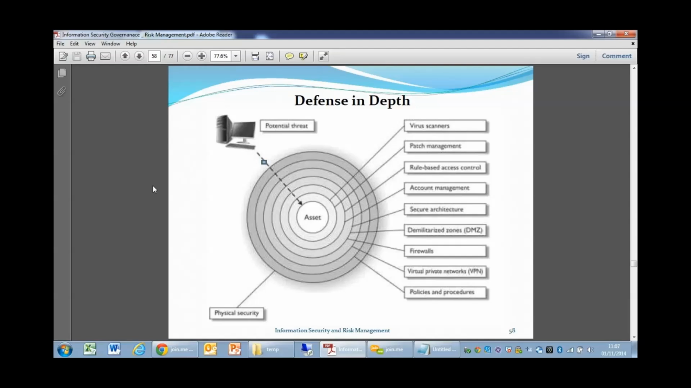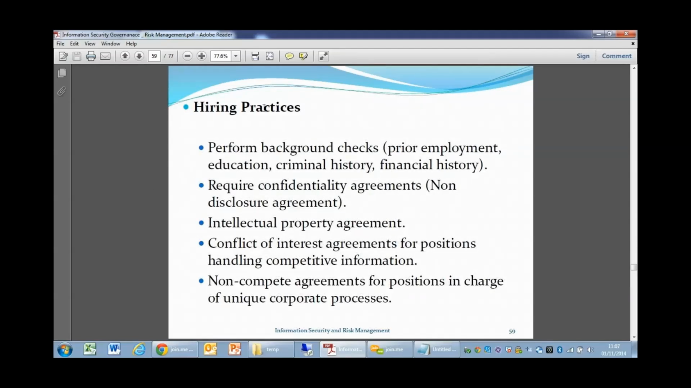Moving on to the next concept, which is all about hiring practices. So these are again plain English statements. Hiring practices: you must perform a background check. You must ask people to sign confidentiality agreements. Intellectual property agreement: this means if you develop a tool as part of this job, the intellectual property will rest with the company, and you cannot claim that I developed it, so it belongs to me.